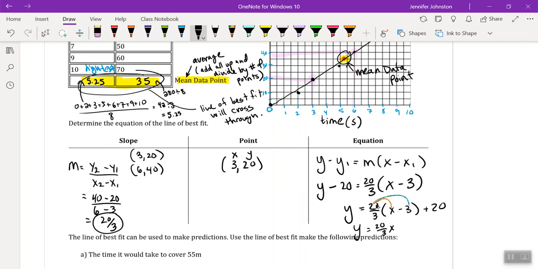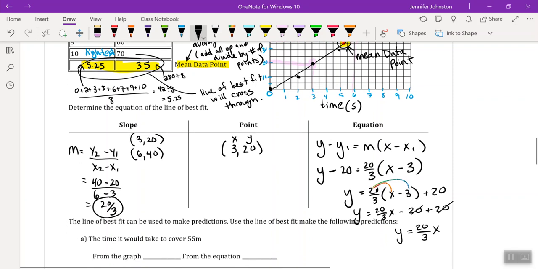You could do this on your calculator. 20 divided by 3 times negative 3. That's just going to give us negative 20 plus 20. And look at that, the 20 and the 20 eliminate, and we get 20 divided by 3 times x.